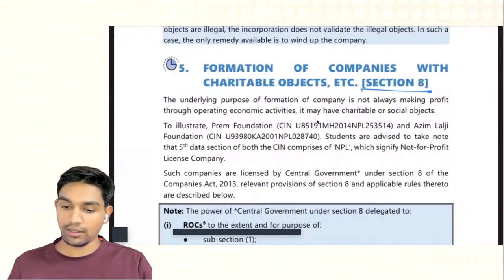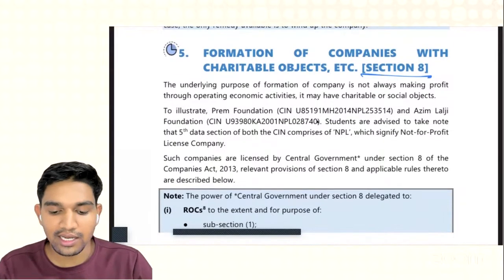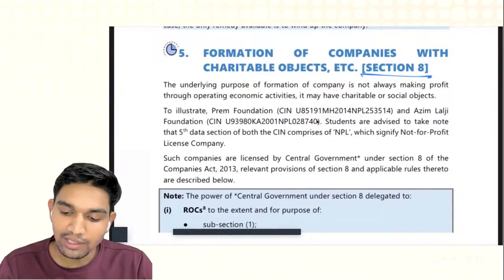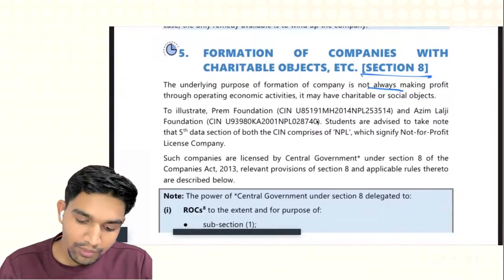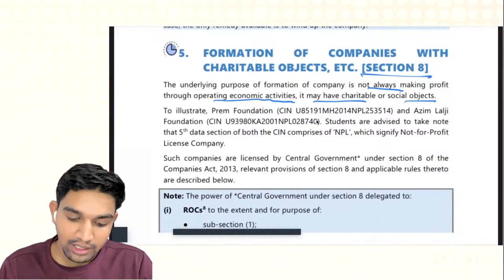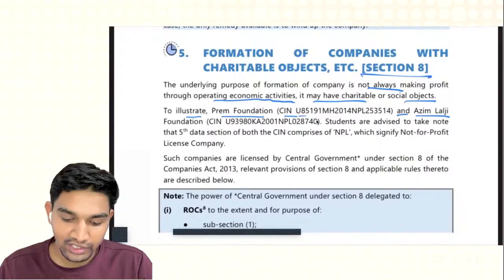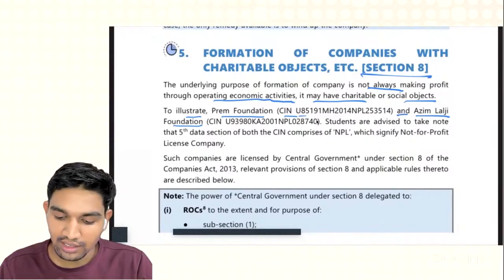In this section, we are going to learn that the underlying purpose of formation of a company is not always making profit through operating economic activities. It may have charitable or social objects. To illustrate, Prem Education, CIM, and Azim Premji Foundation.